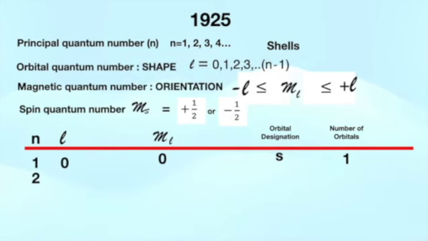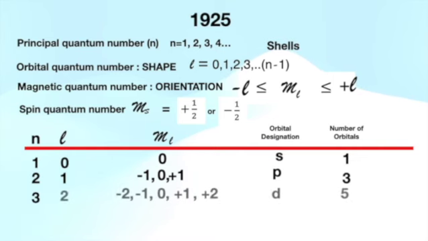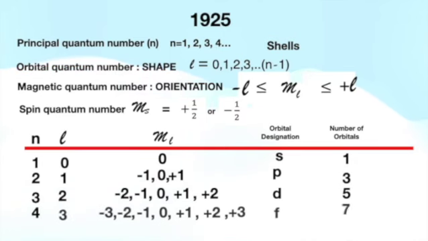If n is equal to 2, then L is equal to 1, m sub L can have three different orientations. The electron orbital designation for this electron configuration is p, for principal. If n equals 3, then L equals 2, and m sub L may have 5 different orientations. This electron orbital designation is d, for diffuse. As the principal quantum numbers increase, the shape and orientation become significantly more complex. In the case of n equals 4, L equals 3 and m sub L has 7 different orbitals, with an orbital designation, f, for fine.